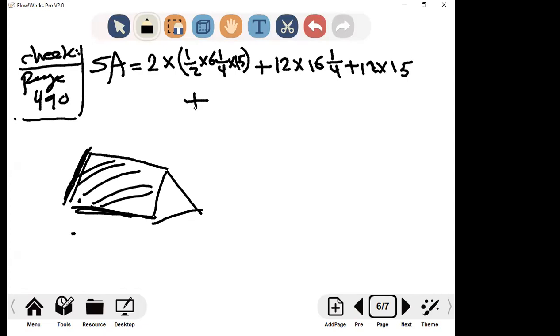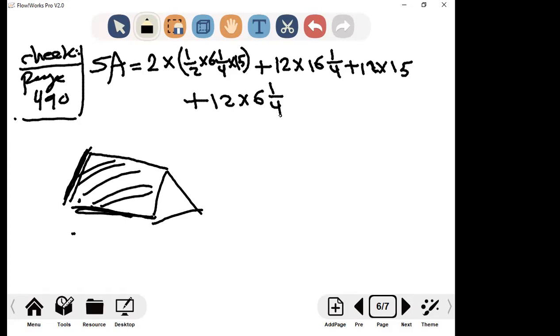How much is its length? The length 12 and the width? Yes, 12 multiplied by 6 and 1 over 4. Now notice the three rectangles here, they are different, right? So here, not like the rectangular prism. Now let's multiply and add.